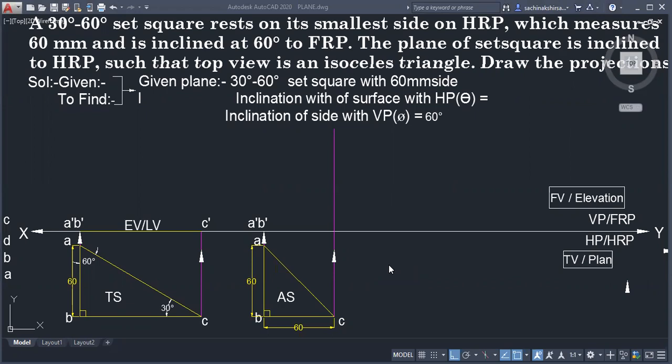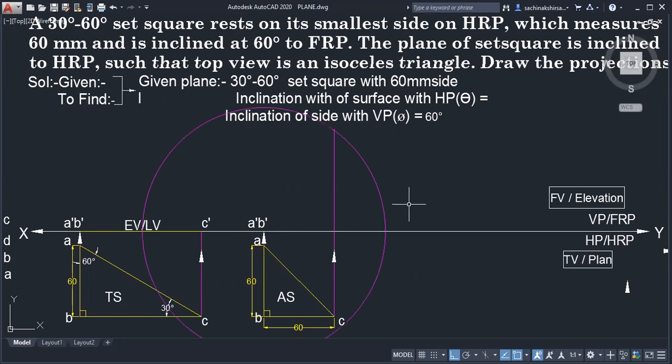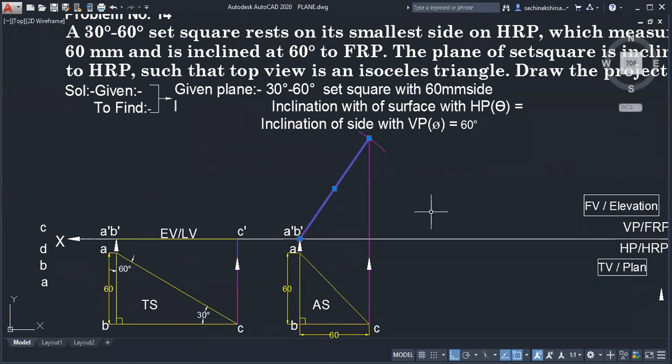Take distance equal to edge view or line view. Put your compass in at A dash, B dash and mark point C, C dash. And tell me the inclination of that edge view or line view with HP or HR. So take distance equal to, in compass, 104. Take distance equal to 104 so that you will get that point. So this will be the rotation.